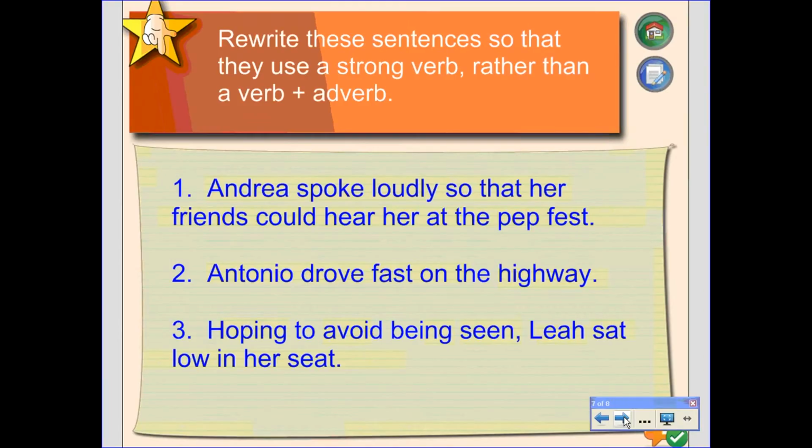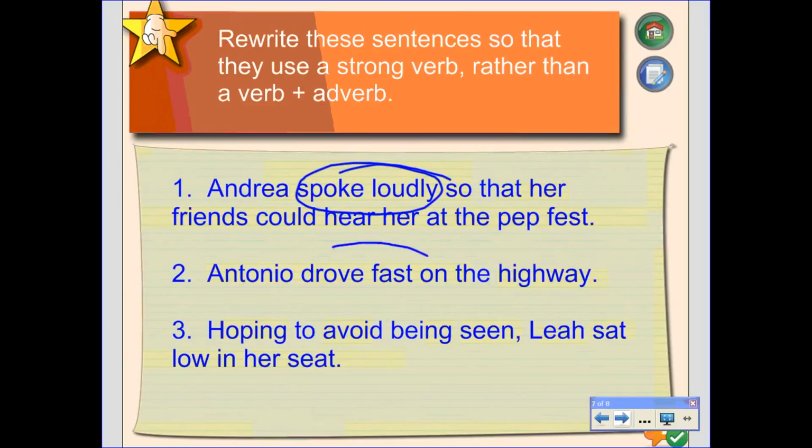All right, as we did before, here's a couple of examples that you can pause the video and modify, make stronger, try to avoid that verb-adverb thing. When we look at these, Andrea spoke loudly so that her friends could hear her at the Pep Fest. The area that we want to modify is spoke loudly. We could say yelled, screamed, those sort of things.